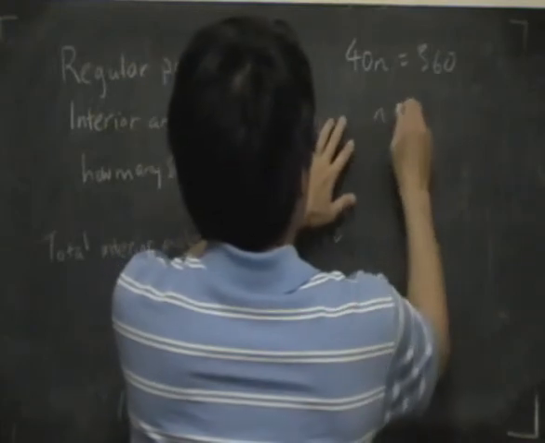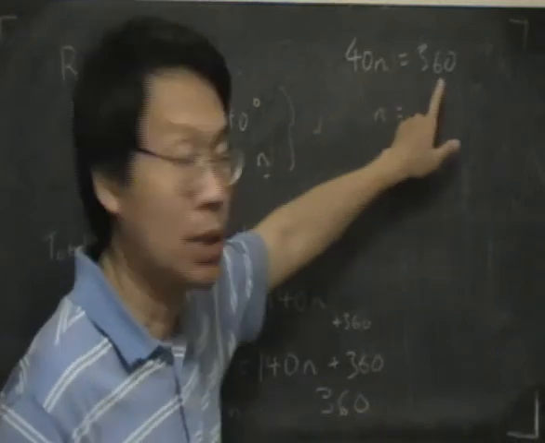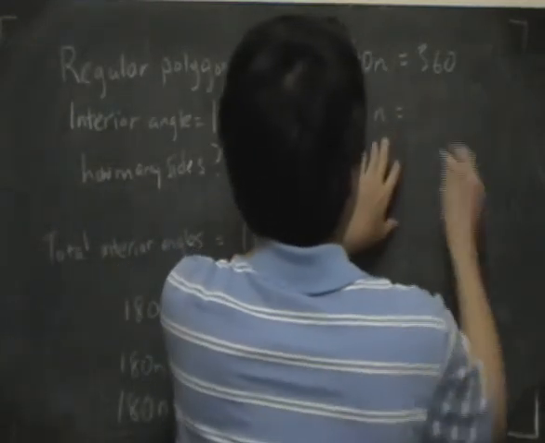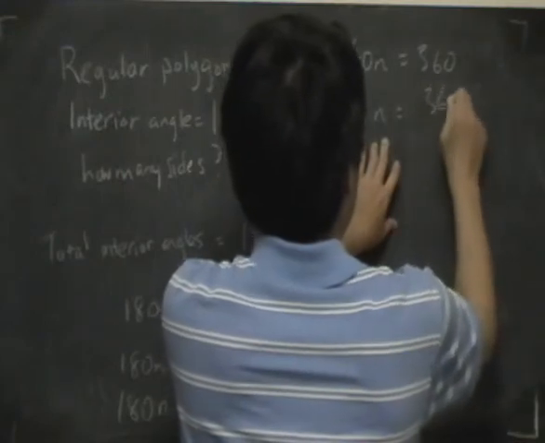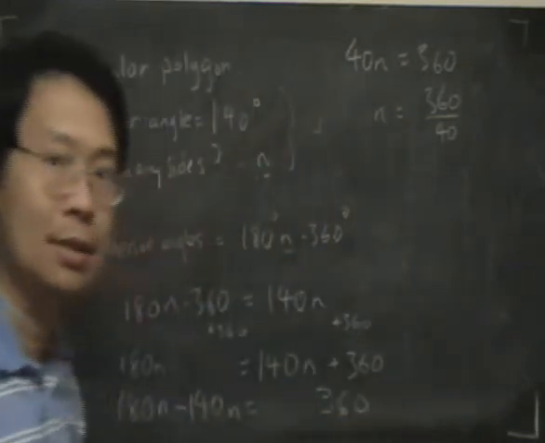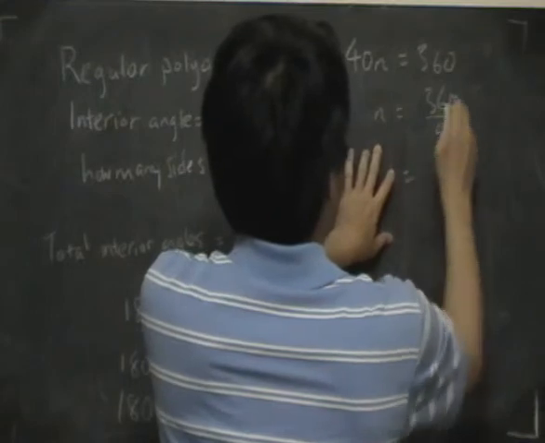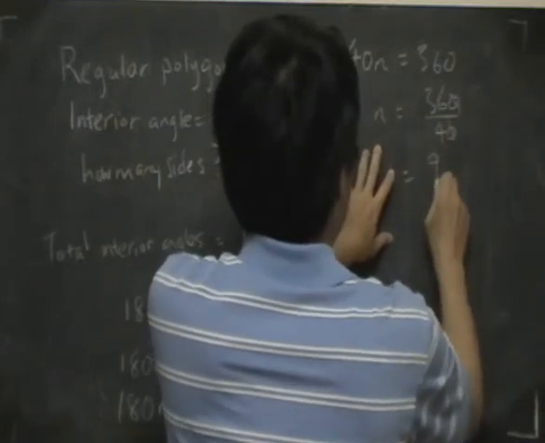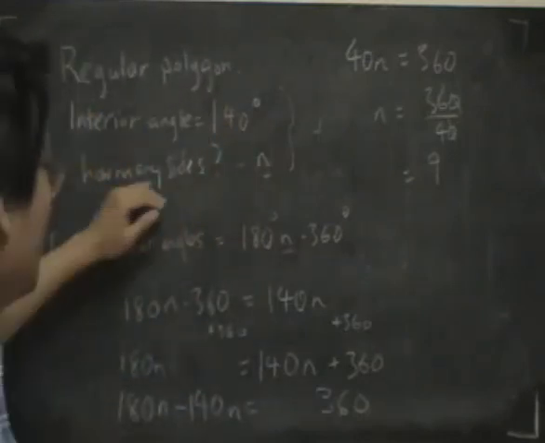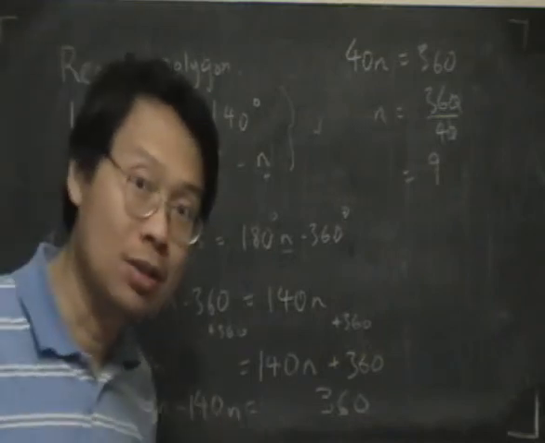Alright, so therefore I can find n. If I divide both sides by 40, the 40s cancel, leaving n, and on the right side I have 360 over 40. I can divide that: 0 and 0 cancel, and 360 divided by 4 is 9. n is 9. So the answer is that there are 9 sides. So it is a nonagon.